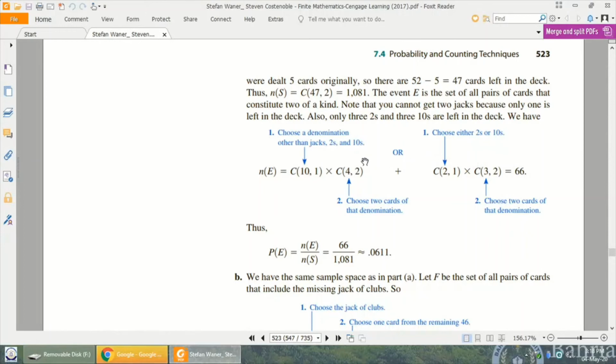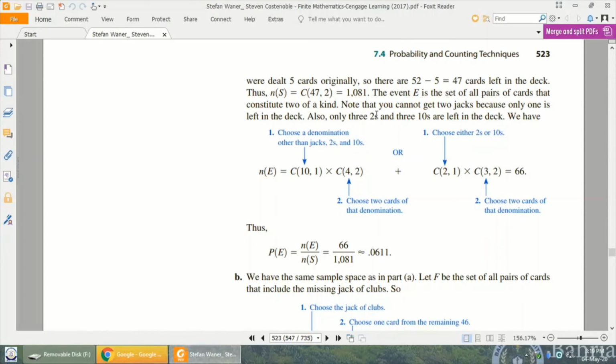Again, let me just revise this. 4 at this time, because we were not having these 3 denominations, you had 4 other numbers like A, King, Queen, 3, 4, 5, 6, 7, 8, 9, and you did not want the jack. So you have 10 and then 4 of each others, and then you select 2 out of that. Or you have just jacks, 2s or 10s, sorry, and you have 3 out of the 4 because you already have the 2s and 10s of other denomination.